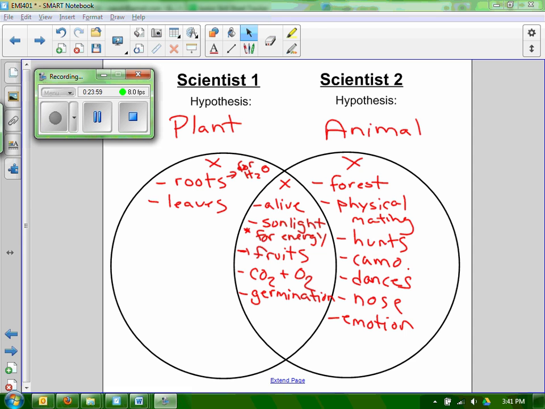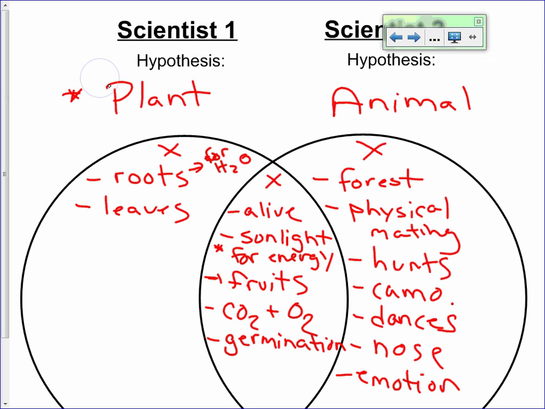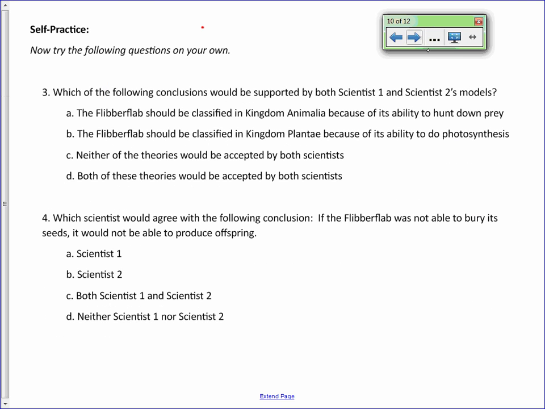So as we start to take a look at the rest of the problems then, let's start on number 3. Which of the following conclusions would be supported by both scientist 1 and scientist 2? So we're looking for something that they would both agree with in this case. A says it should be classified as an animal, B says it should be classified as a plant, C says neither of these would work, and D says both of these should work. What do you think? Why C? Right. So scientist 2 would disagree with A, scientist 1 would disagree with B, so that only leaves C.